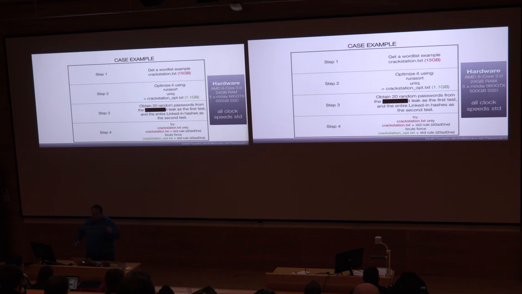So the goal here is to try the 15 gig word list. The one we're referring to is our inefficient word list. That list plus rules, then brute force, just to see how brute force compares in the picture, and then our optimized word list plus the same rule we used initially to see what we can get out of that. And then I'm just listing the hardware that was used for this test.